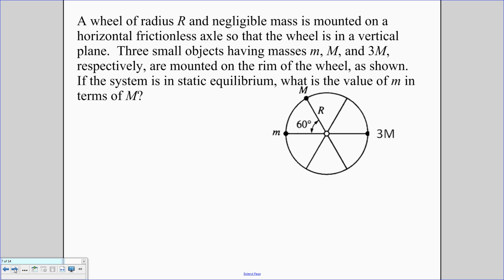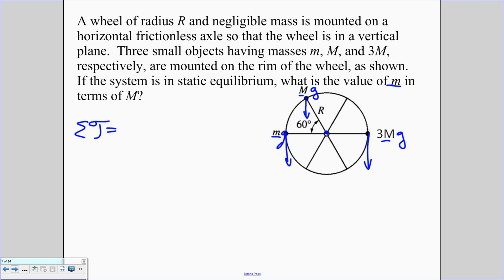All right, here's another example. I've got this beautiful wheel. It's a vertical wheel, and it's in static equilibrium. And we want to find the value of little m, so the value of this guy, in terms of big M, this guy and this guy. Okay, here's my pivot point. I've got forces acting this way, and this way. They're all a distance r. Okay, and the force is equal to mg because it's the force of gravity. And then we sum up our torques.